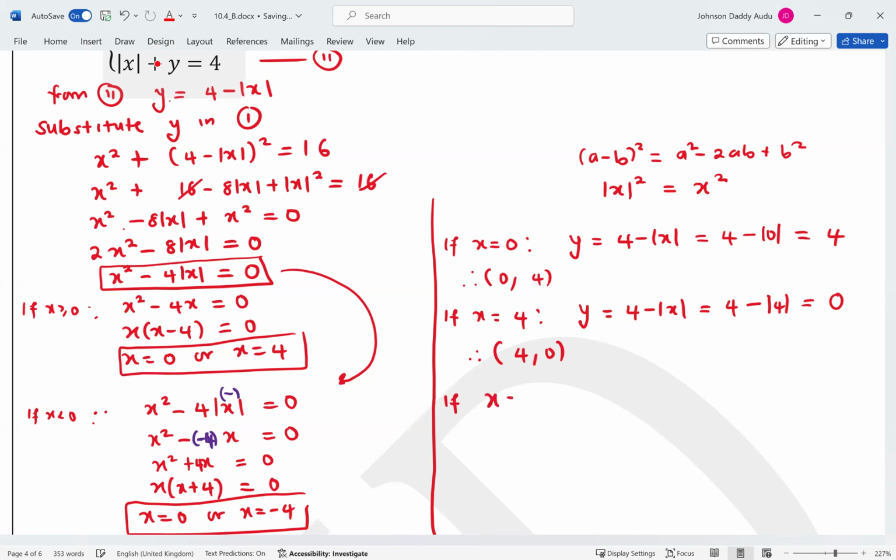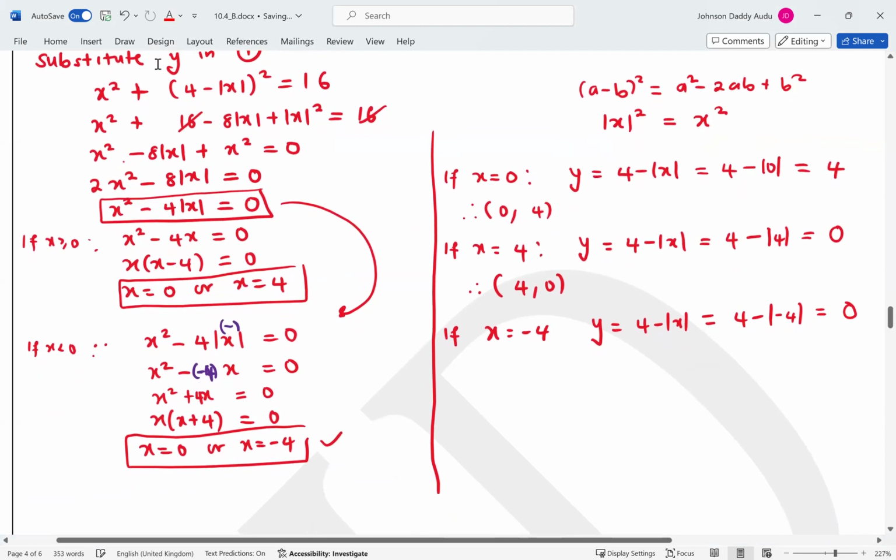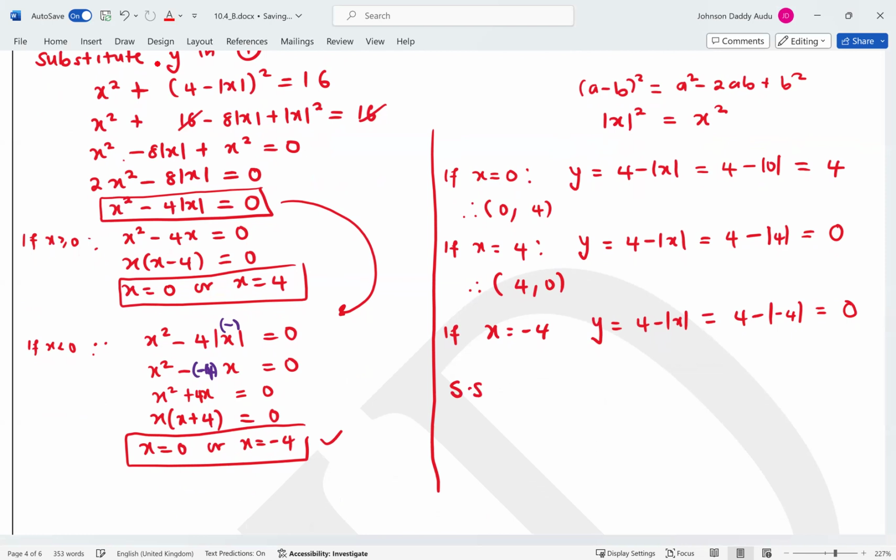Then finally, we will try x equals minus 4, because from here we have minus 4. We get y is 4 minus absolute value of x, which is 4 minus absolute value of minus 4, which is just going to be 0. So what is our solution? We have 3 solutions: 0, 4; 4, 0; and minus 4, 0. So these are the 3 solutions of this nonlinear system.